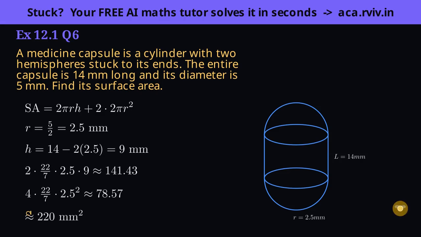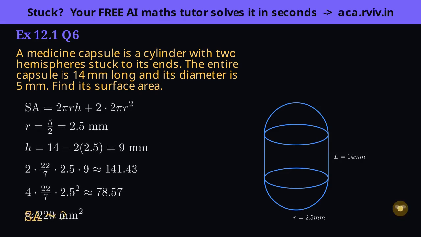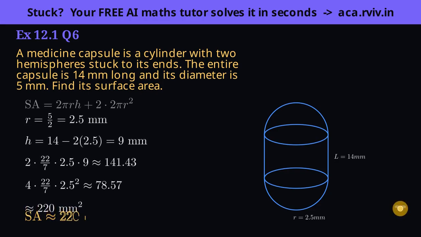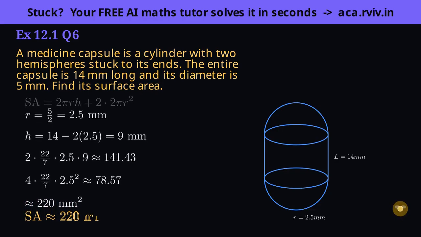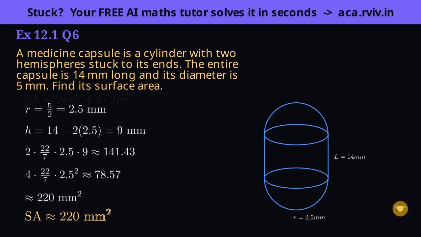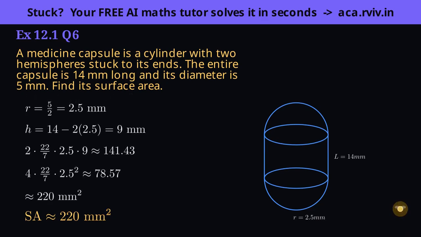Bank this pattern. Two hemispheres of the same radius always combine into exactly one sphere, so add their surfaces as a single 4 pi r squared rather than two separate 2 pi r squareds. It shows up again and again. Capsules, gulab jamuns, scooped logs.